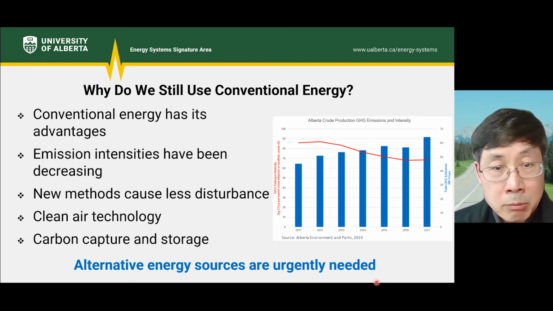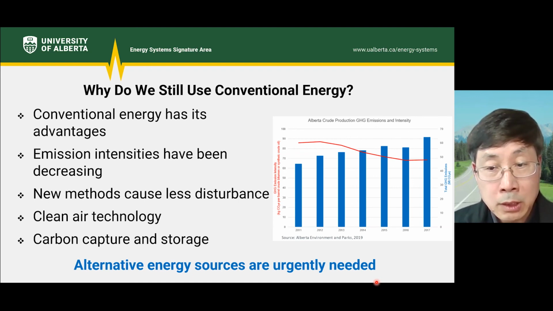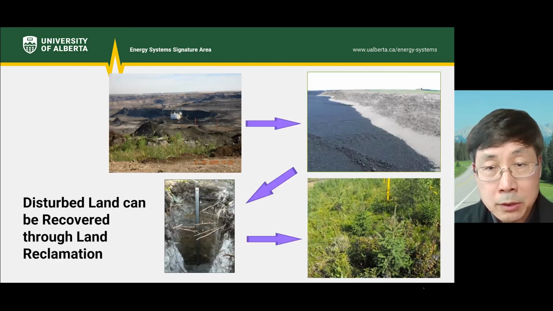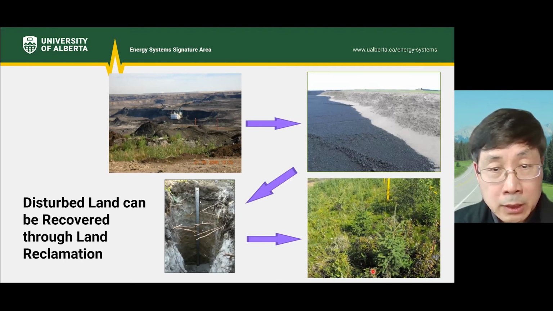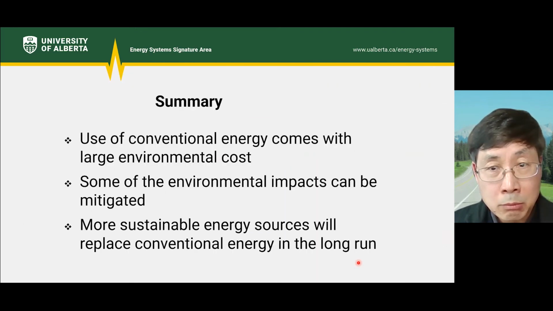The second thing is that emission intensity has been decreasing. So we are improving our technology. We are using new methods to extract the conventional energy resources to cause less disturbance. We are developing clean air technologies. We are trying carbon capture and storage to reduce our impact. But regardless, alternative energy sources are obviously urgently needed. In terms of some of the disturbances, we are developing reclamation techniques to deal with that. And Danny is obviously going to come back to talk about this in a lot more detail.